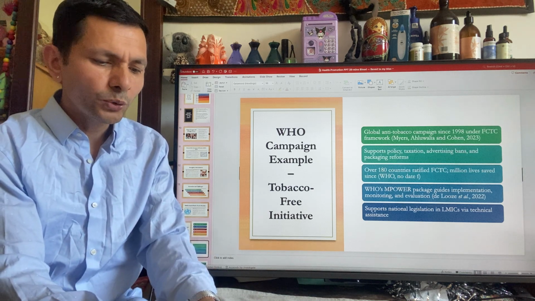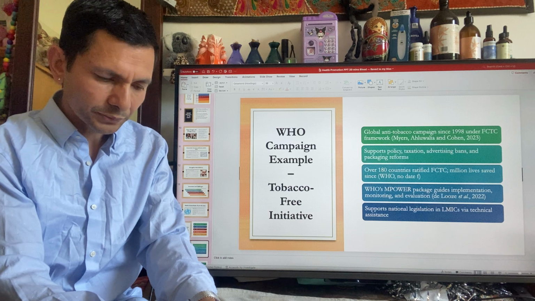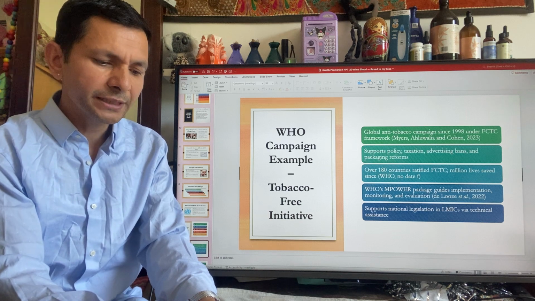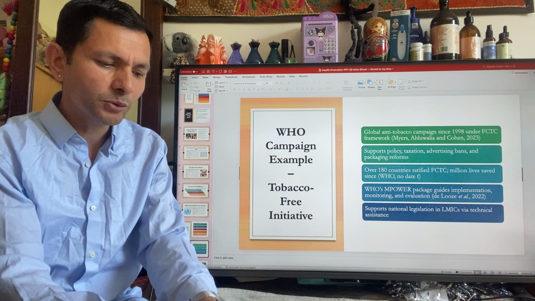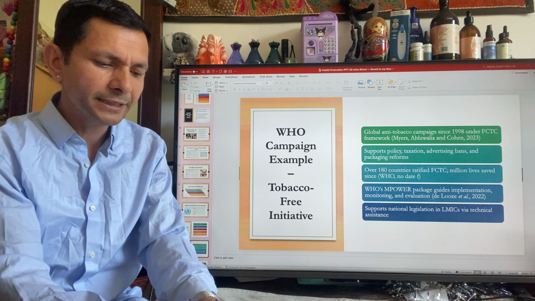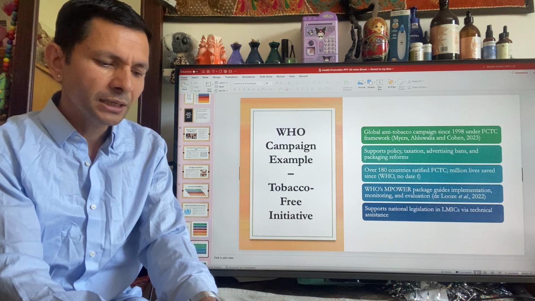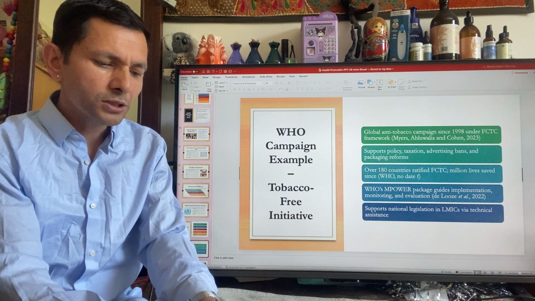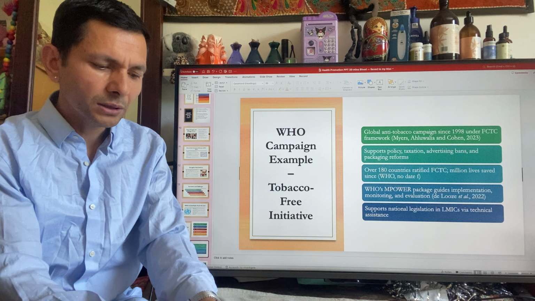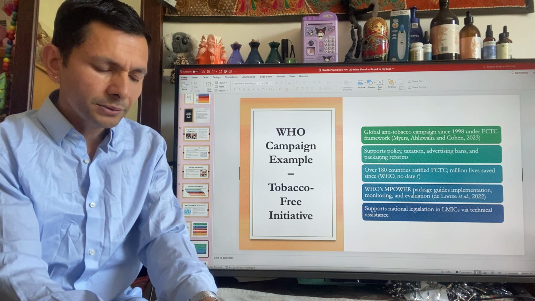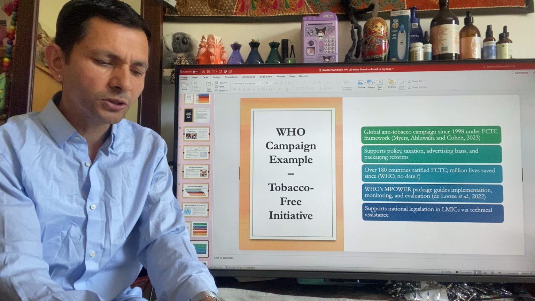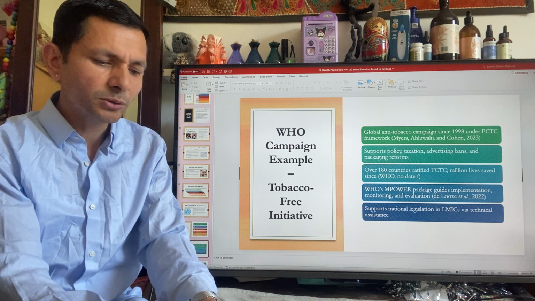A key example of WHO's health promotion in action is the Tobacco Free Initiative, launched in 1998. It operates under the Framework Convention on Tobacco Control, now ratified by over 180 countries. This initiative supports governments in developing policies like tax increases, advertising bans, and plain packaging for tobacco products. WHO also developed the MPOWER package, which helps countries implement and monitor anti-tobacco measures.